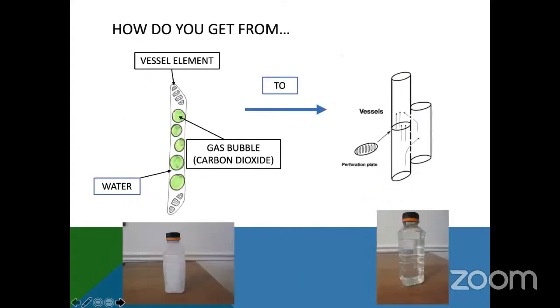So what we've got to do is take a system that looks like this. We've got our vessel elements. We also have the vessels back there. And we've got these gas bubbles in it because when it froze, the gas bubbles came out of solution and they're sitting in there.